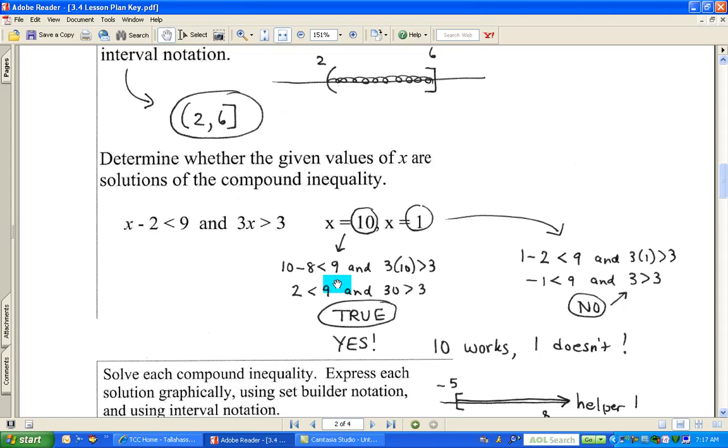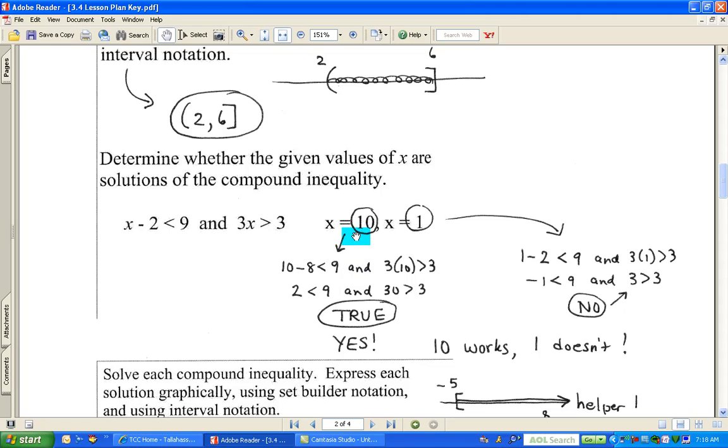Okay, so, let's see here. When I plug in a 10, all right, let's see. You're going to have to fix this here. This should actually say 10 minus 2. Okay, it shouldn't say 8. It should say 10 minus 2. That would become 8 is less than 9. So go ahead and fix that in your notes. This should be 8 is less than 9.